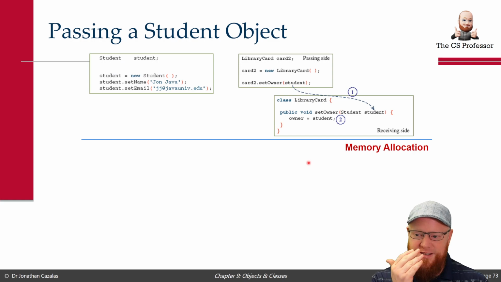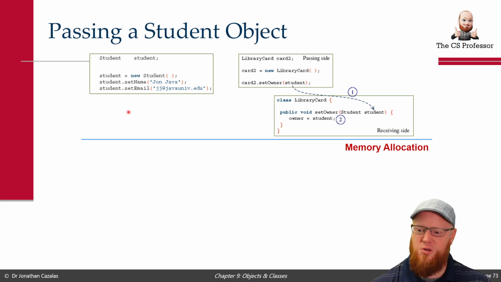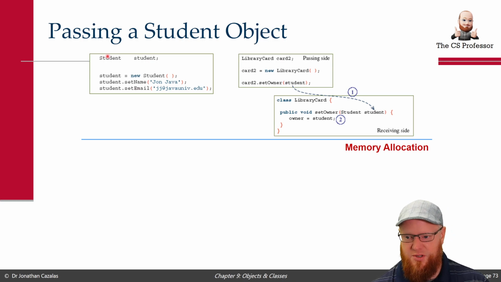So here, passing a student object. We have a lot of code showing up top, and we're going to make sense of it and show you a visual depiction of what's going on. We have declared a student variable of type Student.